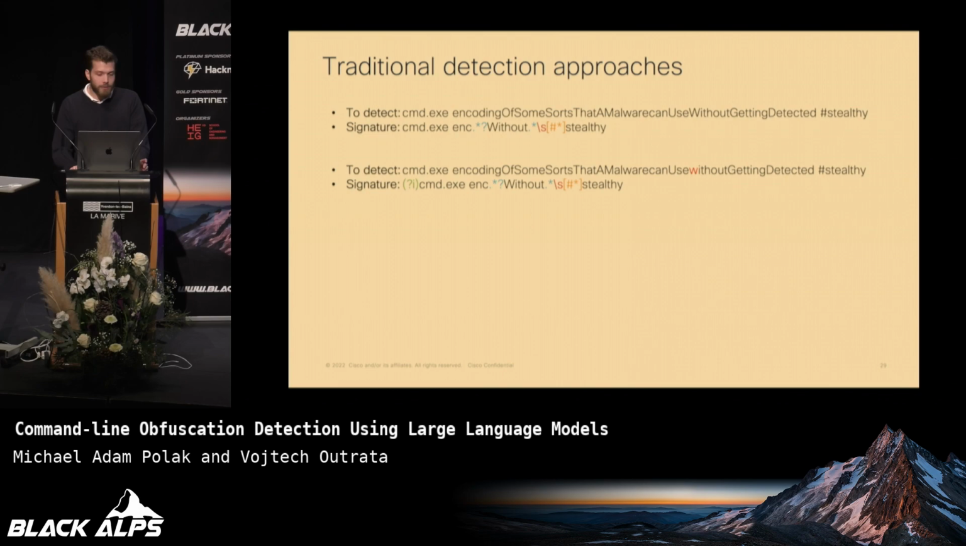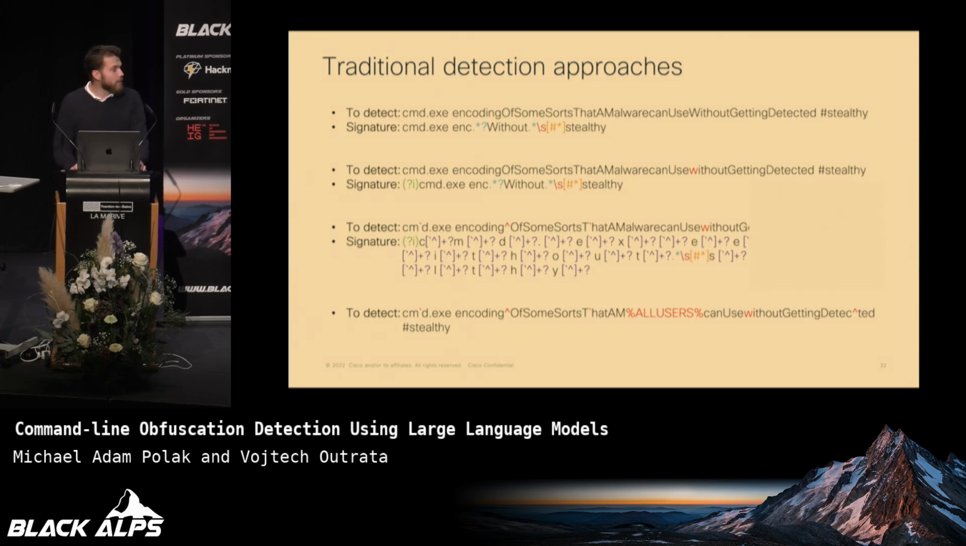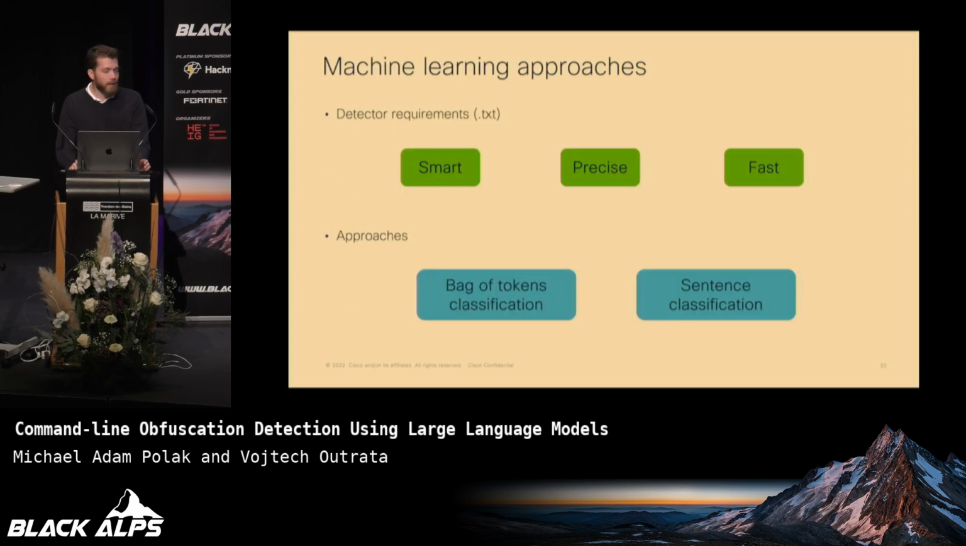So let's look at a different example. You add the caret symbols and tick symbols into the command line. So this is already becoming a bit more complicated, but it's still doable, and it's already becoming quite ugly and computationally expensive. However, if we were to add the environment variables, I think you get the idea, and this is not really a sustainable approach to detection. Therefore, we really need to find a precise, fast, and smart way to detect obfuscation. And with that, I'll hand over to Vojta.